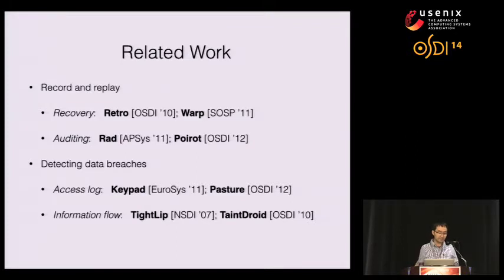RAIL is related to previous work on record and replay, but focuses on privacy instead of integrity. RAIL also differs from previous work on detecting data breaches in that it reports on illegal accesses instead of all accesses. And also, RAIL doesn't need to tag sensitive data beforehand.